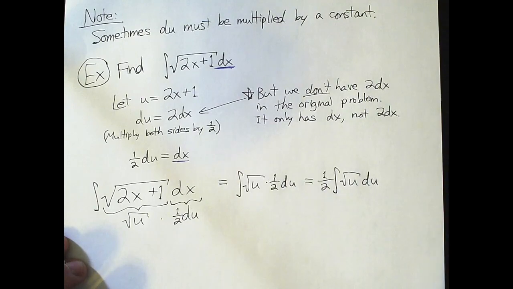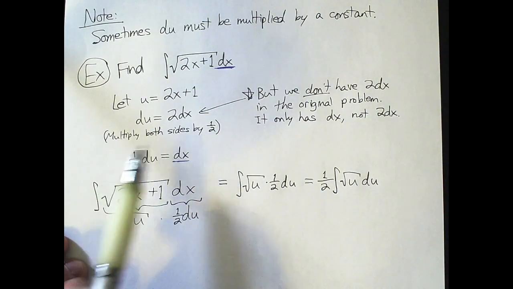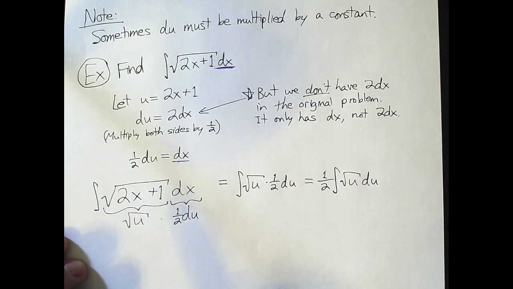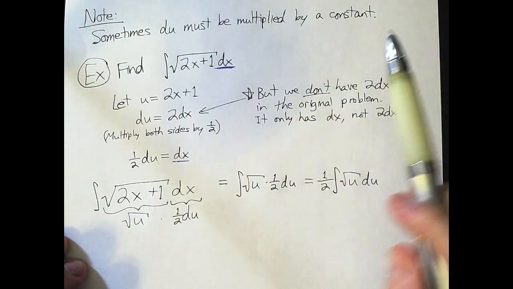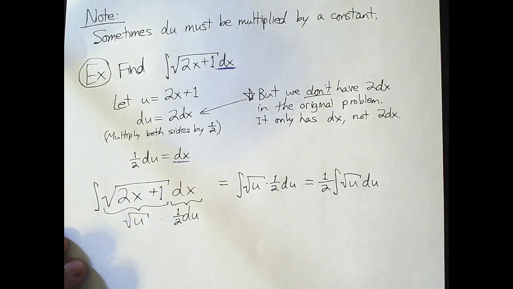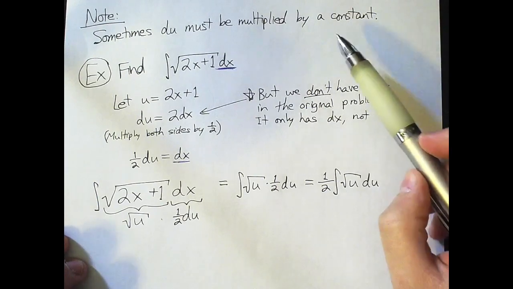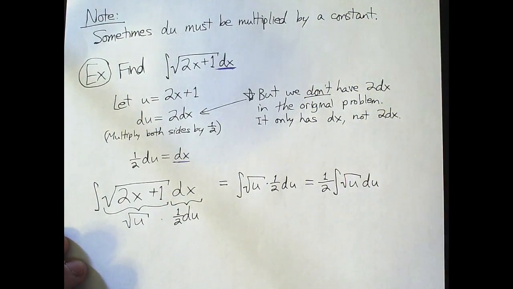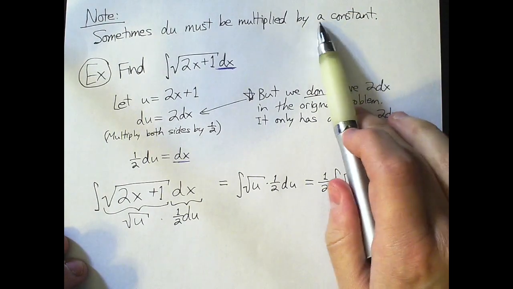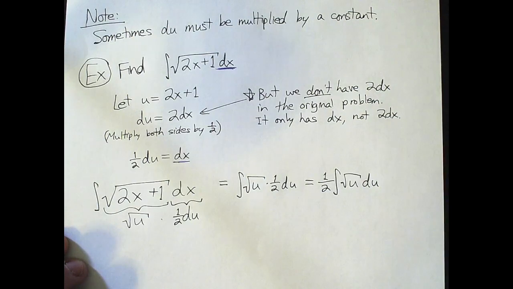So when I say sometimes du must be multiplied by a constant, in this case it was 1/2. In some other problem, it might be 1/3. In some other problem, it might be -2. Whatever you have to multiply by in order to make it work. But if the substitution rule is going to work, it can only be off by a constant. It's never going to be off by like x or x squared or anything like that. Just constant, it might be a fraction.